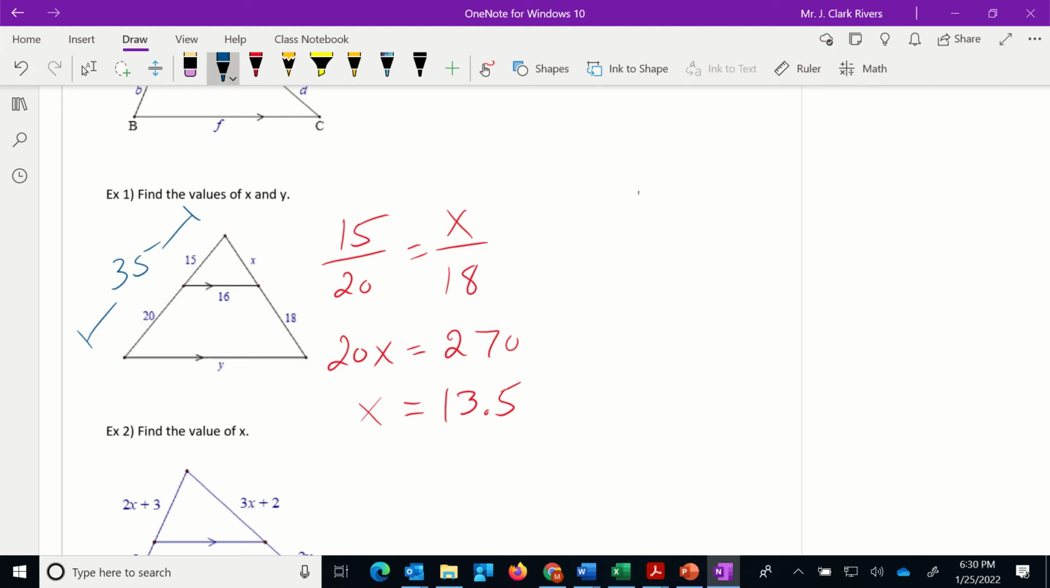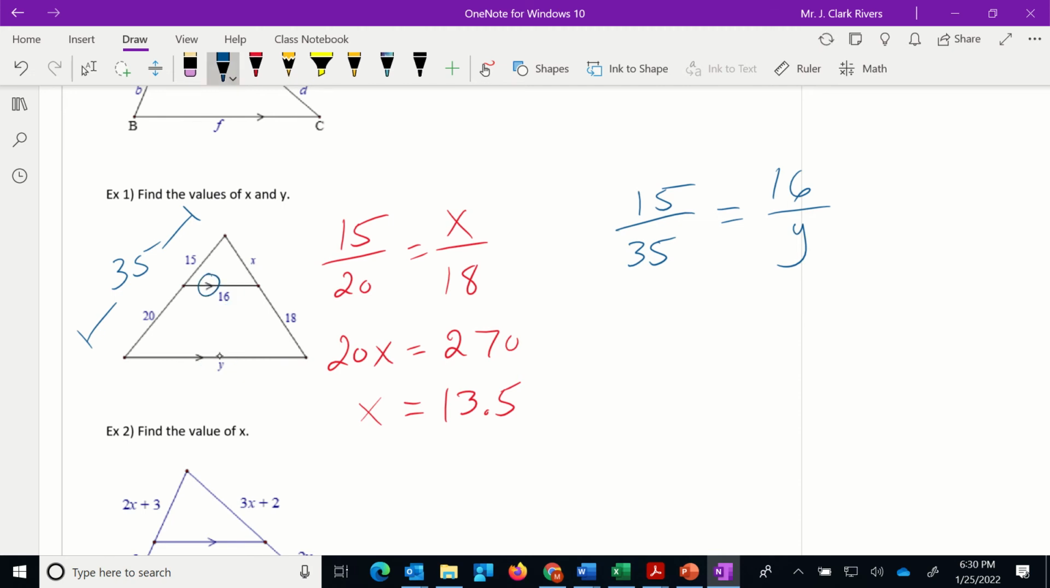So I'm going to say smaller triangle 15 over its corresponding side in the longer triangle, which is 35, is equal to smaller triangle side of 16 over the larger triangle side of y, right? So 16 and y are corresponding. Let's talk about why they're corresponding. I kind of didn't mention that earlier.